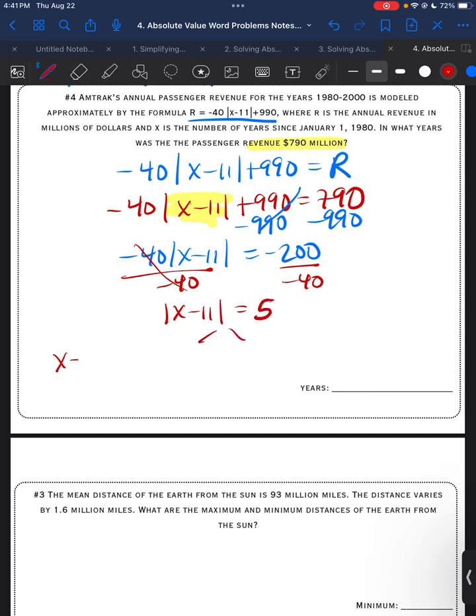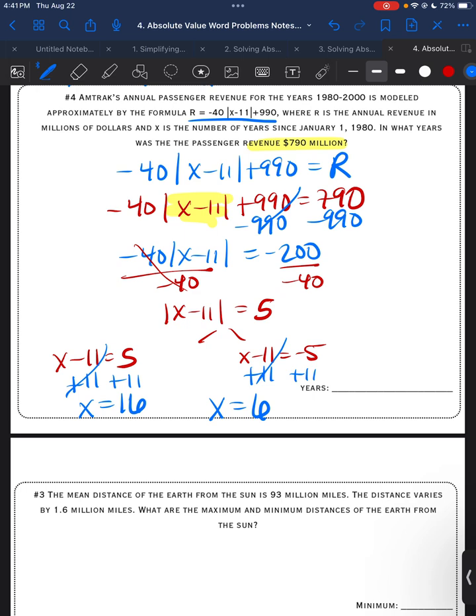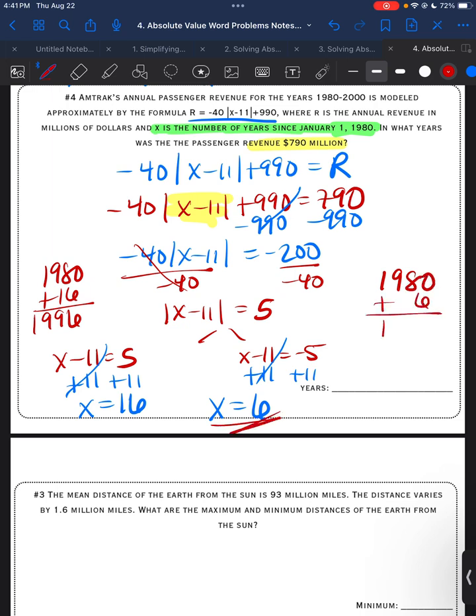And then we split it. You just have to be careful with something like this because of how the problem is worded. So here I get x equals 16, x equals 6. But this is asking for what years, not what x values. If you read the problem, it tells you what x stands for. X is a number of years since 1980. So if we're at 1980 and it's been 16 years, we add the 16. We get 1996, and then same thing on the other side. If it's 1980 and it's been the 6 years on this side, we get 1986. So final answer is 1986 and 1996.